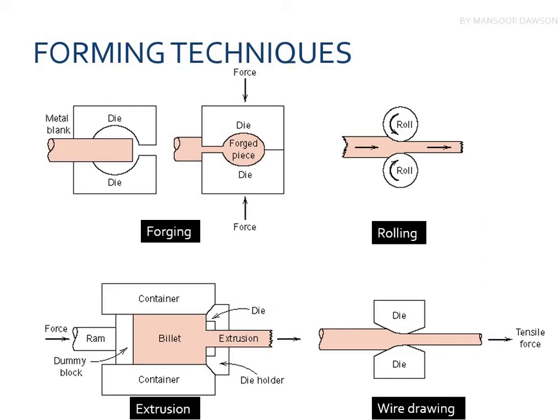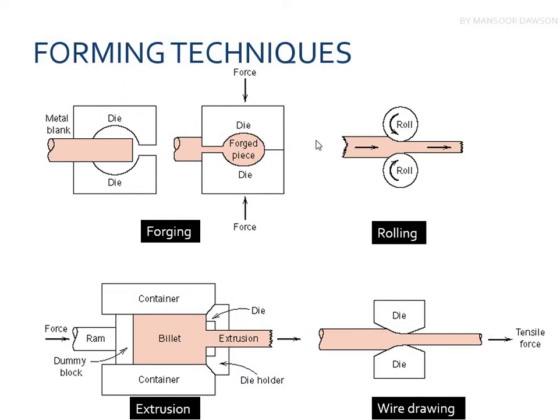A forged part has a very high strength compared to a cast part, so all these forming techniques give very high strength. These could be done in hot working conditions, that is, at the austenitic temperature or at a high temperature, and these can also be cold forming techniques, which are used at room temperature.